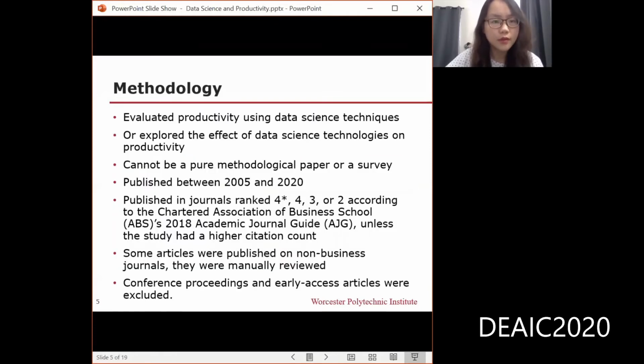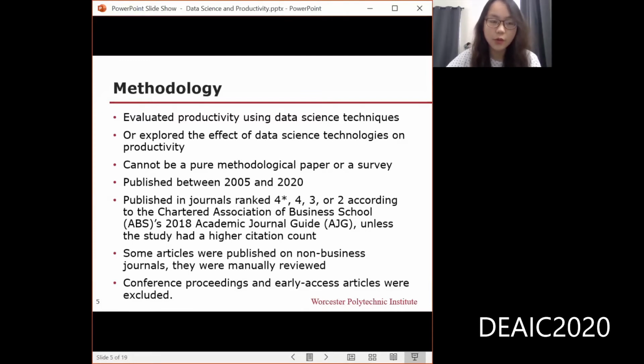In order to exclude some papers from the very large data set, we only included papers that evaluated productivity using data science techniques or explored the effect of data science technologies on productivity. The articles cannot be pure methodological or a survey. The articles must have been published between 2005 and 2020, and all articles were published in journals ranked 4-star, 4, 3, or 2, according to the ABS 2018 Academic Journal Guide, unless the study had a higher citation count.